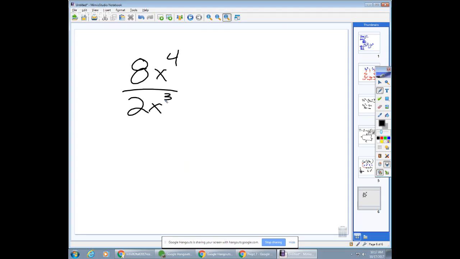So the way I can handle this is 8/2 times x to the 4th over x cubed. I think we did one of these in class before, but I'm not positive. Think about how you multiply fractions. You multiply the numerators, you multiply the denominators. So here what I'm doing is basically unmultiplying those fractions. Then I can just think about them in pieces. What is 8/2? 4.